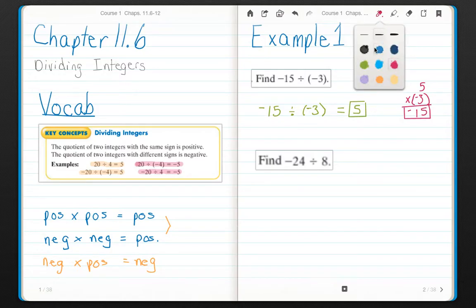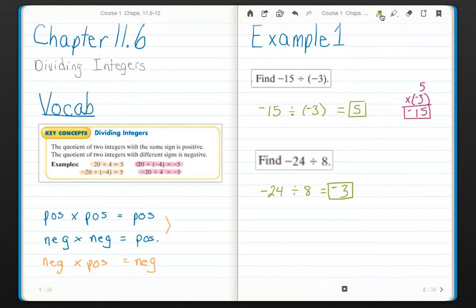So here we go, the second one. Negative 24 divided by 8. 24 divided by 8 equals 3. The 24 is negative, the 8 is positive, I have one of each, so my answer will be negative. If I wanted to test that again, I could say negative 3 times 8. 3 times 8 is 24. The 8 is positive, but the 3 is negative. I have one of each, so my product is negative 24. And that's what I start with over here.